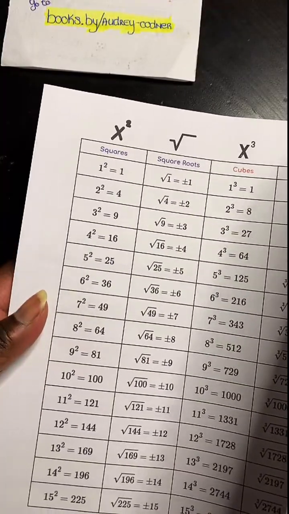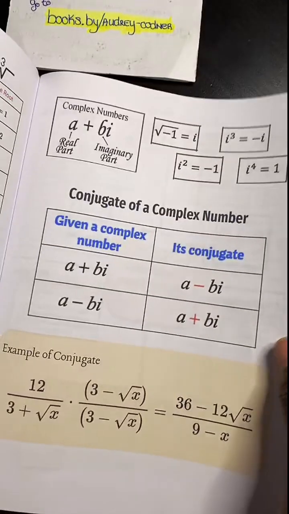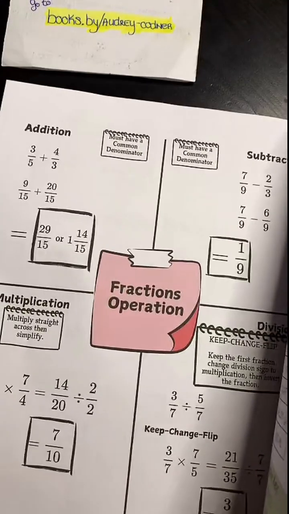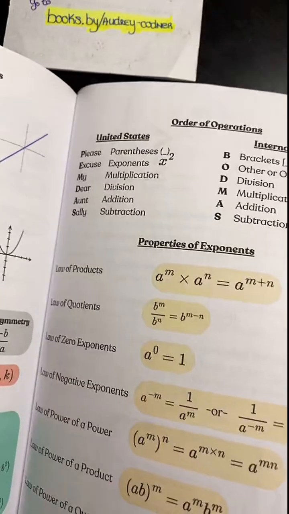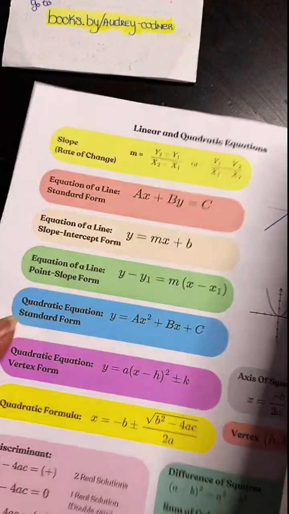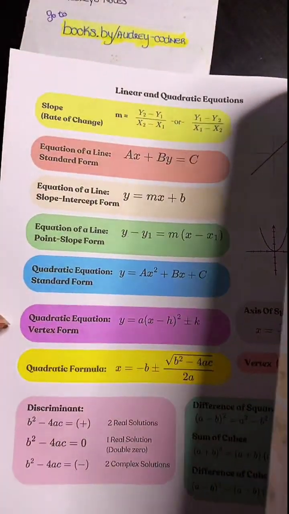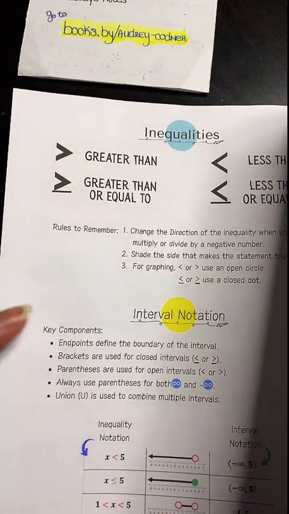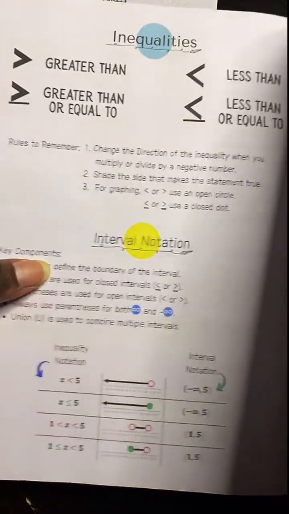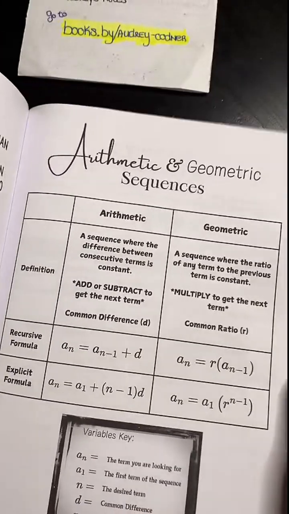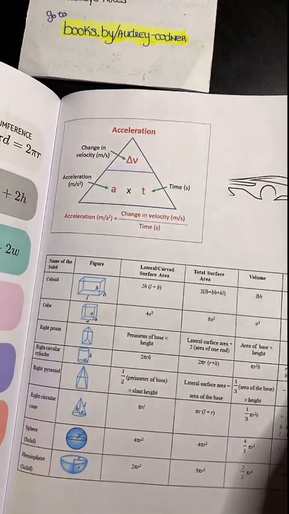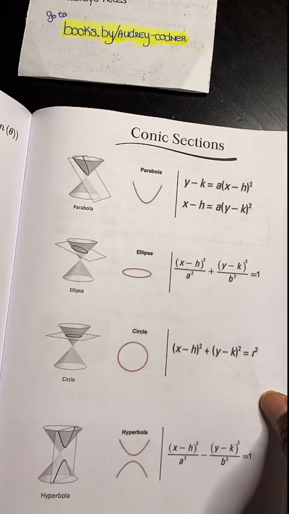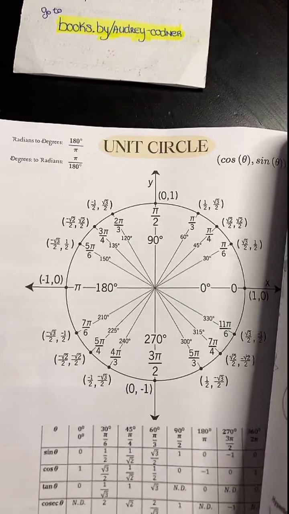You have your squares, your square roots, your cubes, and your cube roots. You have your complex numbers, also fraction operations, conversion charts, rules of integers, order of operation and exponents, as well as the linear and the quadratic formulas that we have all listed, the inequalities and the interval notation. That is big and popular now. Arithmetic and geometric sequencing. We also did the acceleration, velocity, the rules of that. But this one has the conic sections as well as the unit circles.